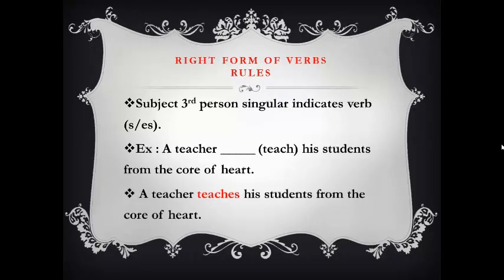Another rule is that a subject in third person singular indicates verb plus s or es. So we know if the subject is third person singular, s and es will be added with the verb. Here is an example: a teacher teaches his students from the core of heart. What is the answer? Yes, the answer is a teacher teaches. Here a teacher is third person singular, so the answer is teaches. So my dear all students, please note down the rules of right form of verbs and practice it regularly. Let's watch the next slide.